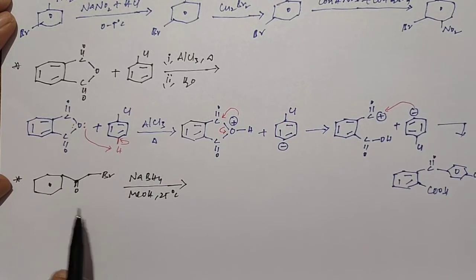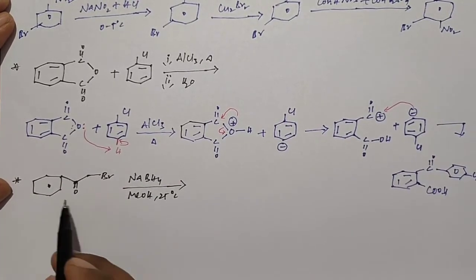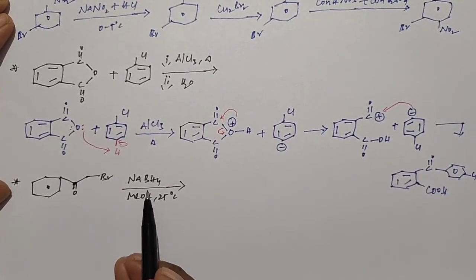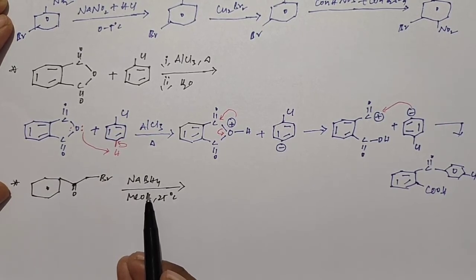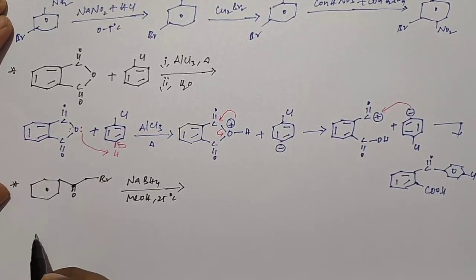That's all. Okay students, this is the next miscellaneous reaction. In this reaction the given compound undergoes reduction in presence of sodium tetraborate. See how it is possible.